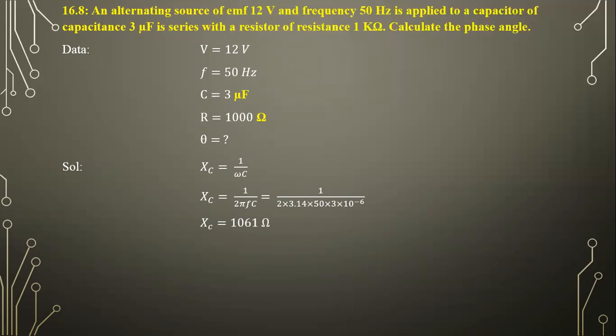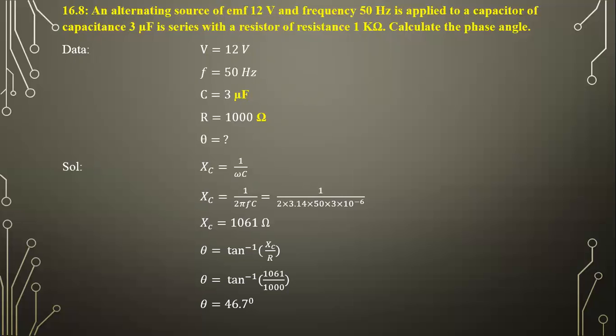Hence XC, which is capacitive reactance, is equal to 1061 ohm. This is the value of capacitive reactance, 1061 ohm. By using this value in this equation, the phase angle can be determined: tan inverse XC over R. Here XC is 1061 and R, the resistance of the circuit, is 1000 ohm. So the phase angle, which is to be determined, is equal to 46.7 degree. This is the value of the phase angle, 46.7 degree.